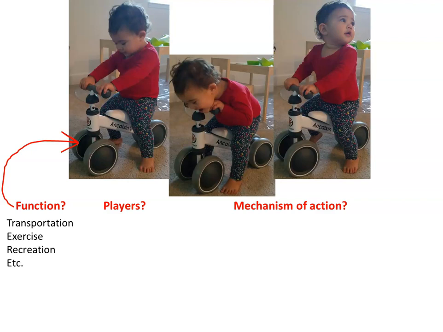Now, what are the players? So here, I stripped this bike apart, okay? Because in order for me to have transportation, the players here are the wheels, the frame, the handlebars, the seat. And in this case, because it's a pedal bike via feet, or a push bike, I should say, then I got to have a person with said feet and legs, okay?